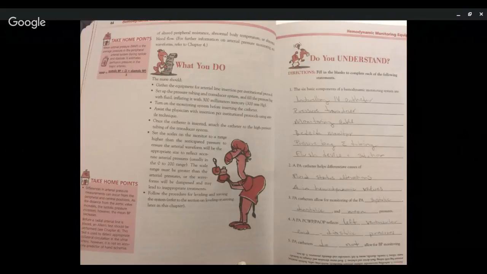Before a radial arterial line is placed, an Allen's test should be performed. This test is used to detect appropriate collateral circulation in the ulnar artery. However, it is not an accurate predictor of hand ischemia. So that's another good point to recall. Which test is performed before placing a radial arterial line? The answer is Allen's test.